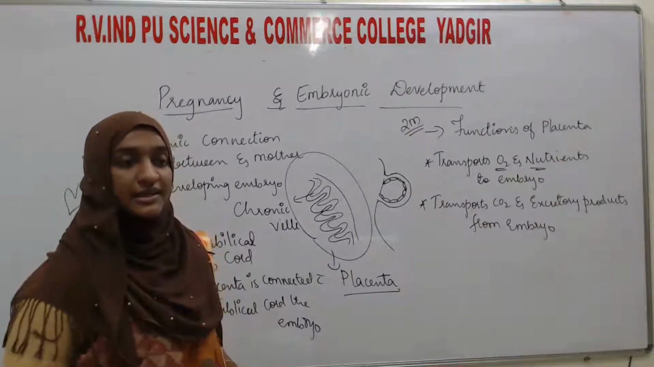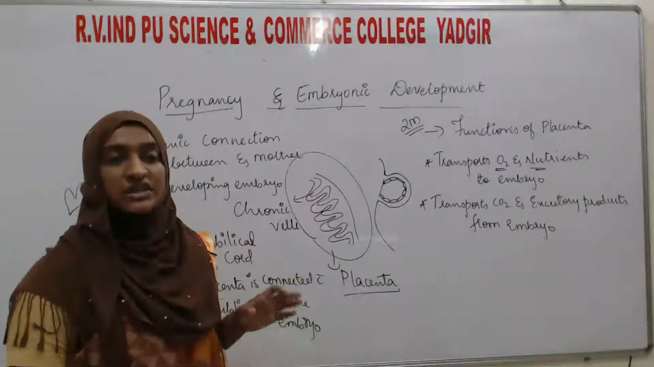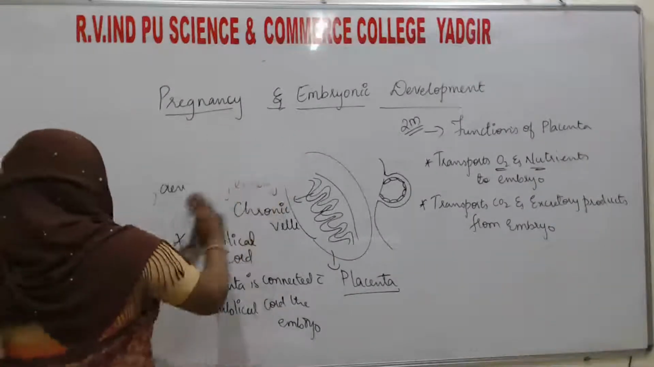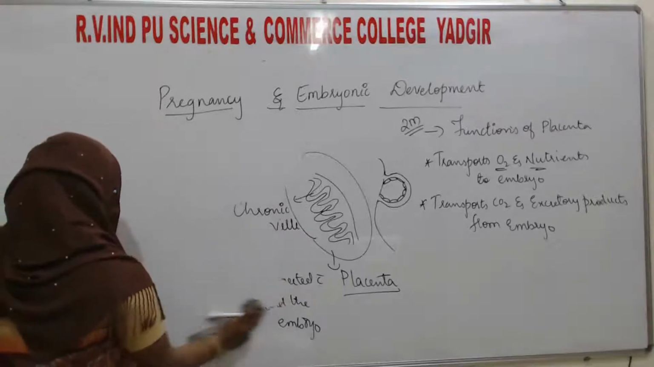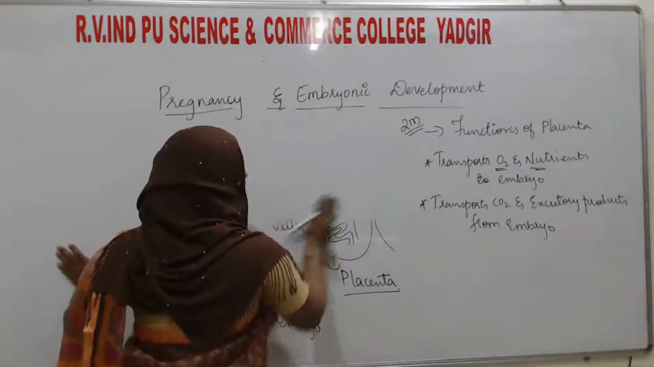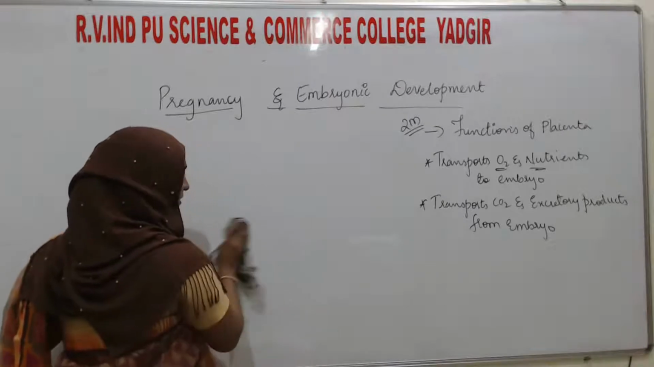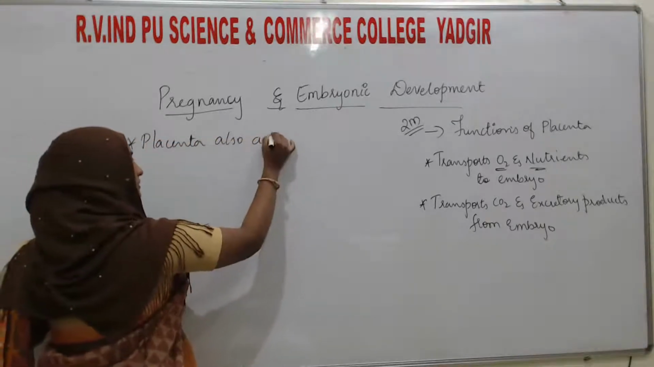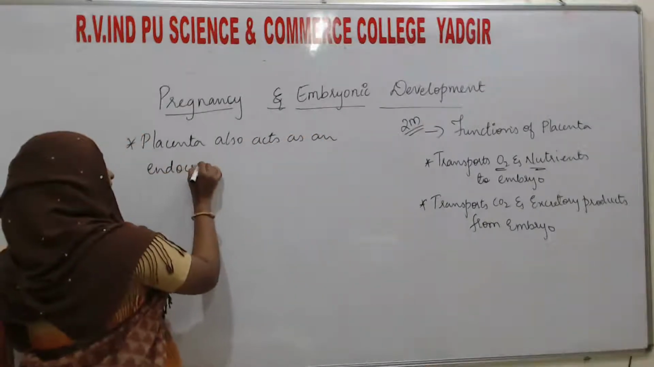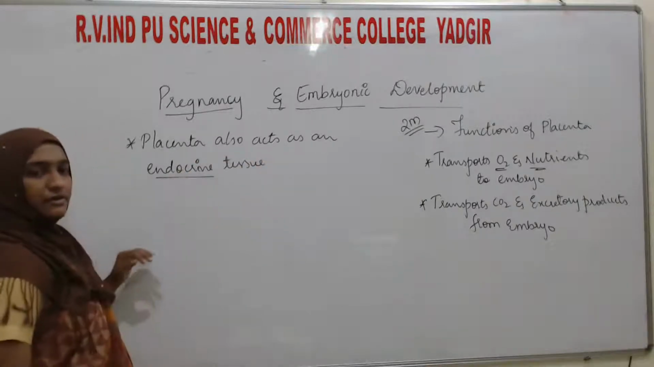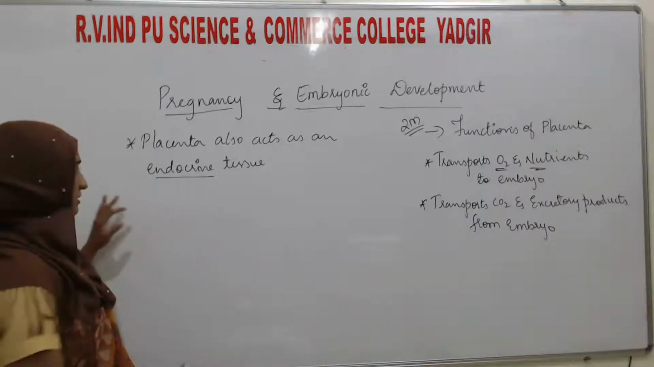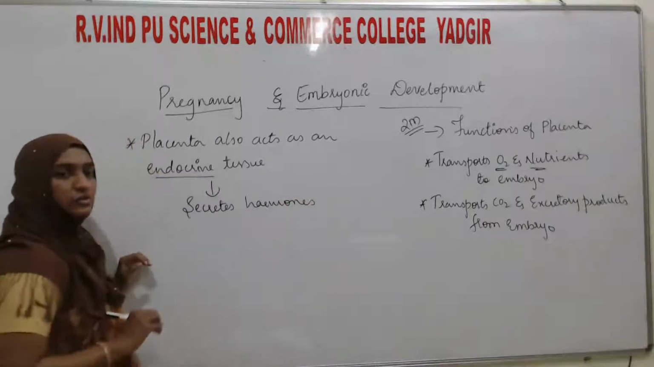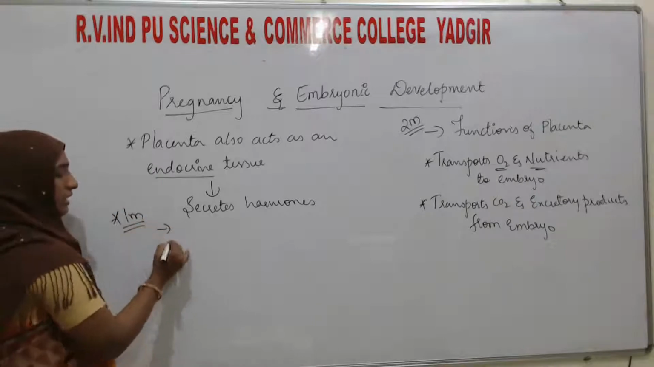Next, the placenta also acts as an endocrine tissue, which means it is going to secrete some hormones. What are those hormones? Let's see here. This is also one of the functions of the placenta, as it acts as an endocrine tissue. You have heard that an endocrine gland releases some secretions. This endocrine tissue secretes certain hormones. And what are the hormones? This is also very important for 1 mark.